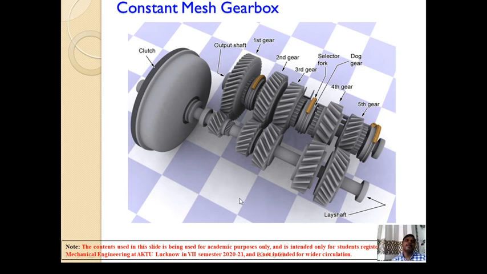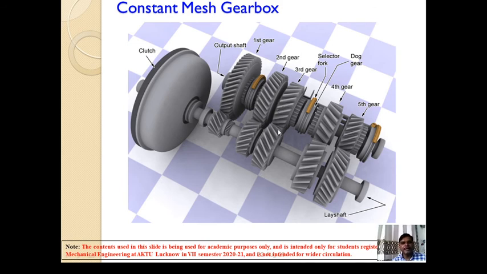In this phenomenon, we can see that due to constant meshing of the counter shaft gears with the main shaft gears, there is no requirement of shifting the gears to obtain any particular gear ratio. In that case, we are only moving the dog sleeves. So the wear and tear of the gears will be less as compared to the sliding mesh gearbox. Here we can use helical gears, or we can use herringbone gears, and obtain various gear ratios.